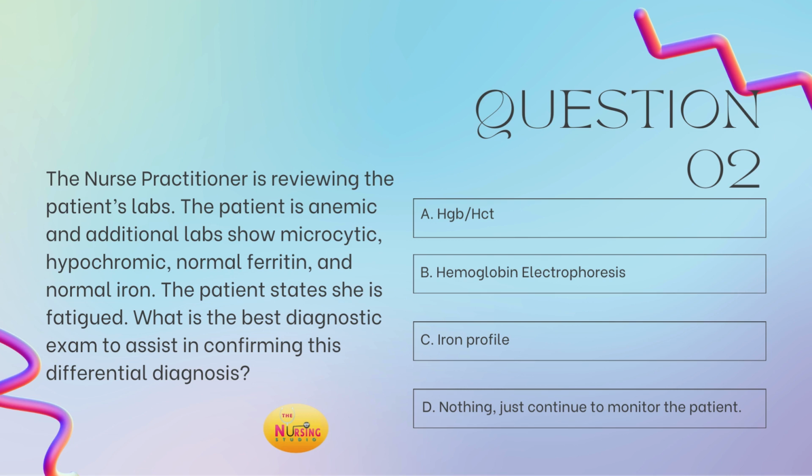All right, you guys, the stem of the question states, what is the best diagnostic exam to assist in confirming this differential diagnosis? So again, for diagnosis, we take it back and we need to see what our assessment findings are. So this patient has anemia. Additional labs show microcytic hypochromic, normal ferritin, normal iron. So right there, let's stop before we go any further. So we know there's anemia already.